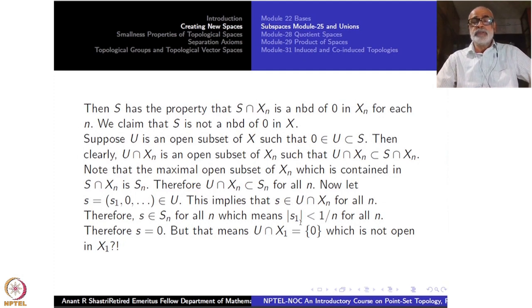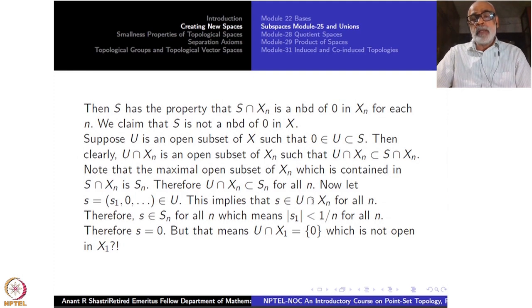Now this is not possible. Let us take a point s equal to (s1, 0, 0, 0, ...) with s1 not 0, that's all. Some neighborhood of it will be there belonging to U. This implies s belongs to U intersection Xn for all n. As soon as some member like this is there, it must be inside U intersection Xn for all n, because this s is inside X1, so it is inside X2, X3, X4, and so on. Therefore s will be inside Sn for all n.